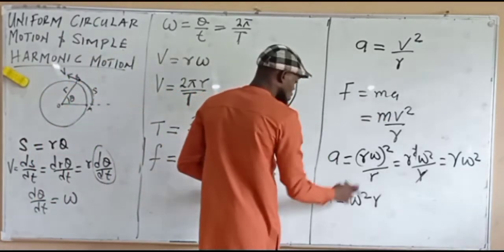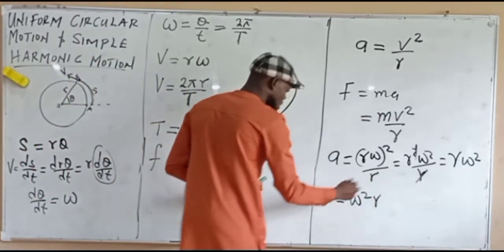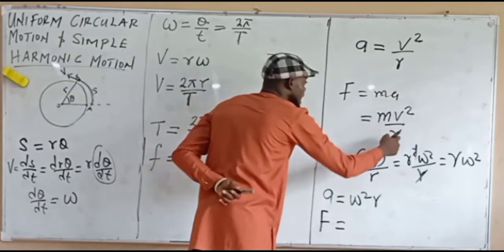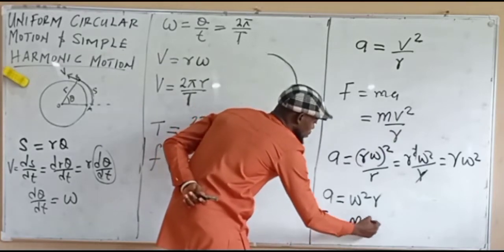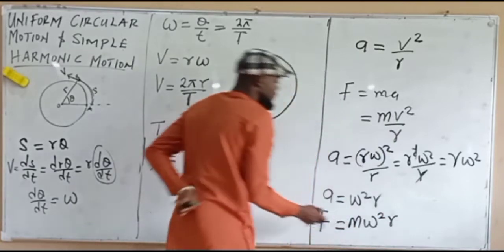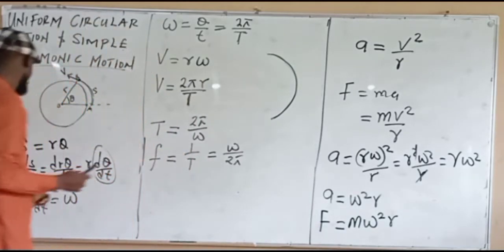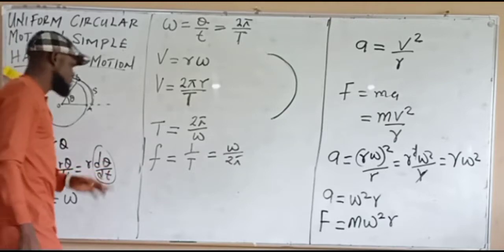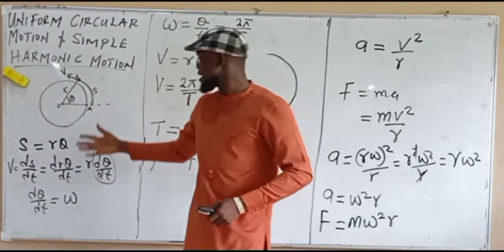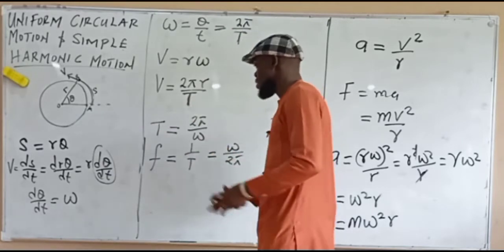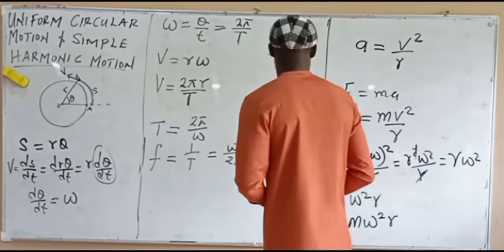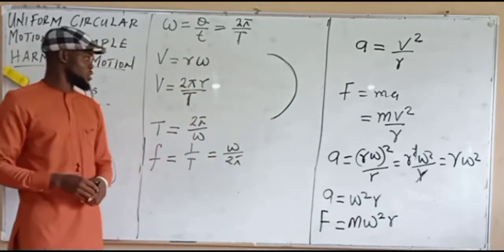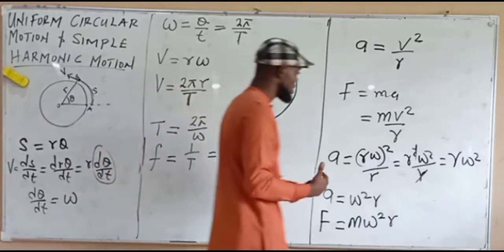Then, if a = w squared r, F can therefore be called ma, which is m v squared over r, or m w squared r. So take note of the relations you are seeing now. Those things are very, very important. Remember theta is angular displacement, x is linear displacement, r is the radius of the circle, and the rest: the period, frequency, and so on. Now I can call a question, and we will solve it. So take note of the formulas: centripetal acceleration and centripetal force.